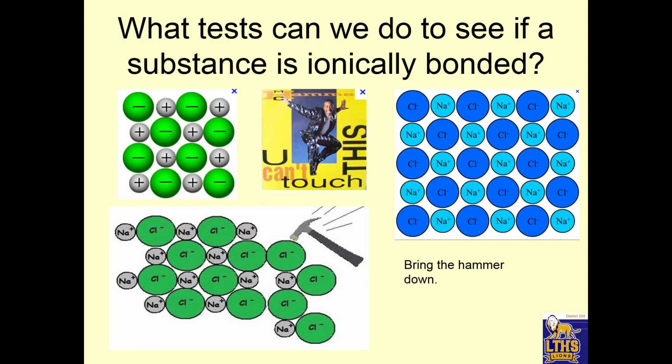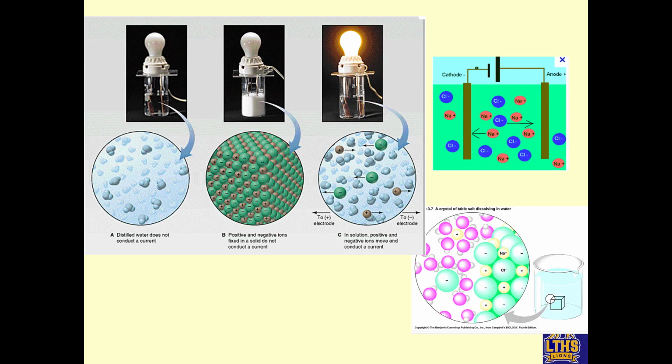So what can we do to see if a substance is ionically bonded? Well, we can hit it with a hammer, and because ionic bonds involve positive and negative ions lined up alternating, if you hit it with a hammer, you push the negative ion next to a negative ion, and then it breaks along those lines. So right here, it would shatter and break and not bend at all. Okay, so this is a reference to something really old like me. Can't touch this.